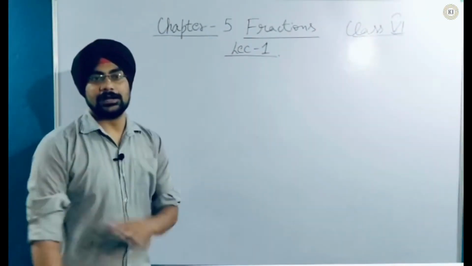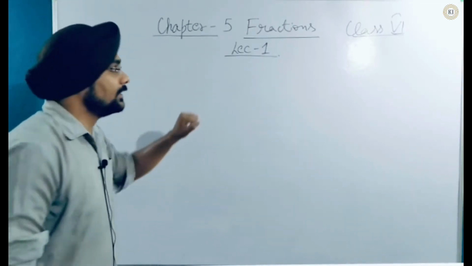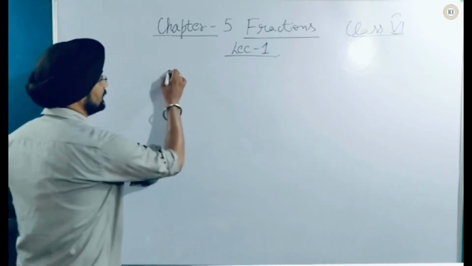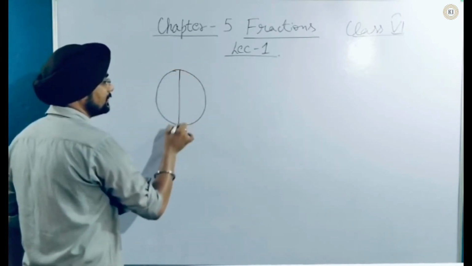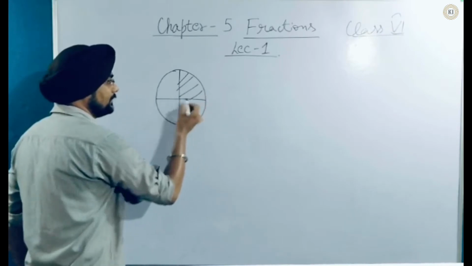We are going to start here our fifth chapter, that is our fractions. Now let us see about fractions. Suppose you are given a circle. If we divide this circle into 4 equal parts and shade only one part of it.